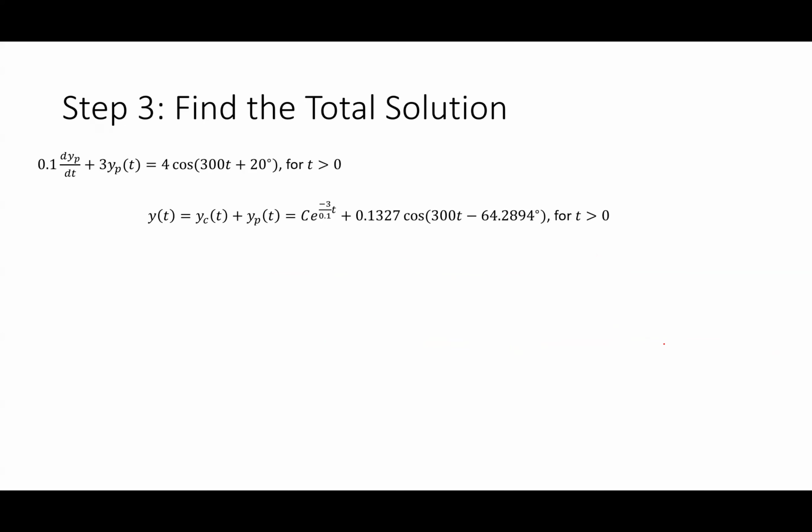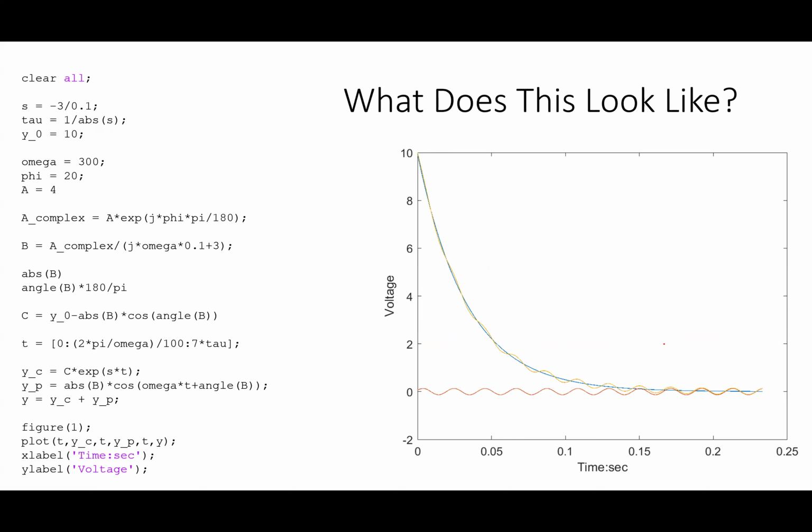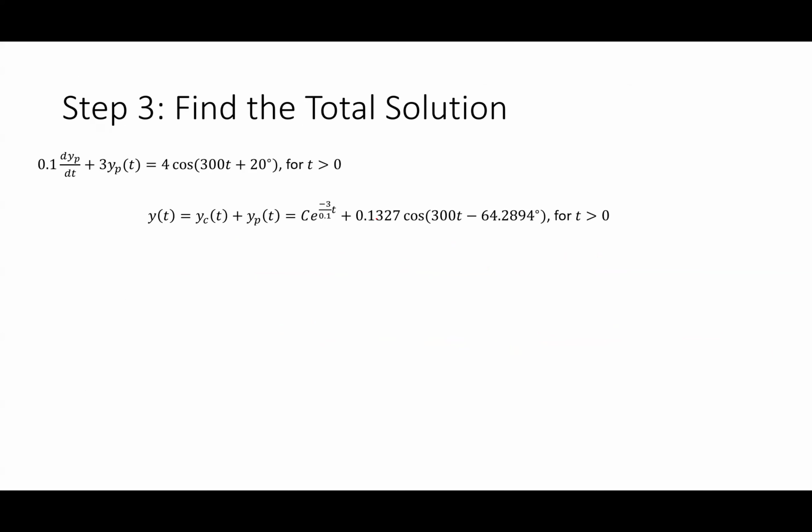So what I end up with is this guy right here. And I wrote 0.1327, but it's actually 0.3127. All right, I'm going to write that.